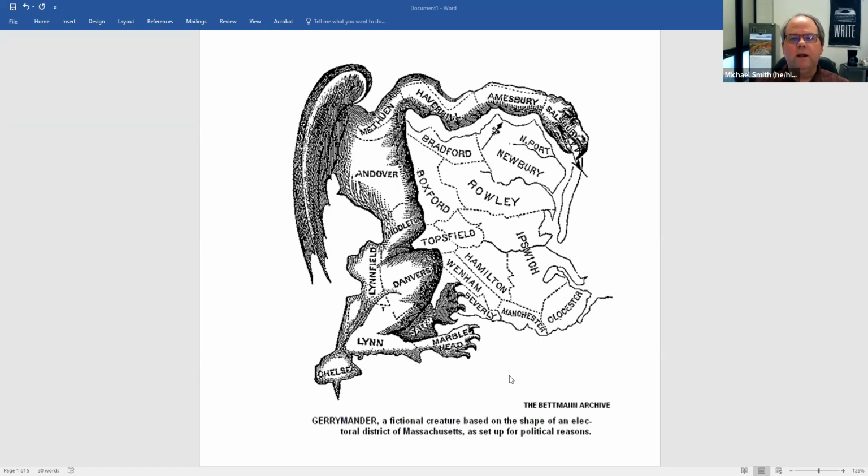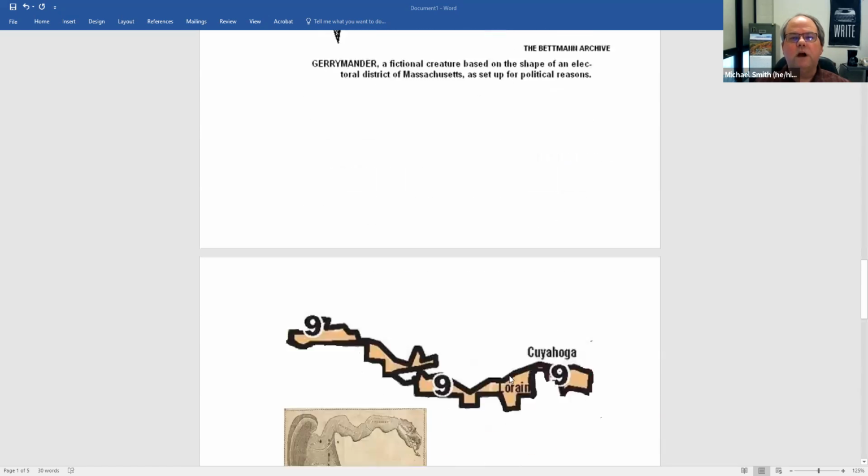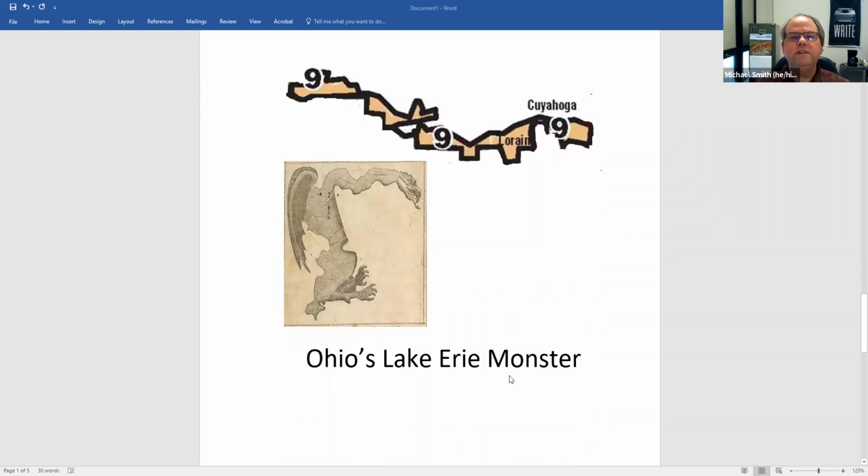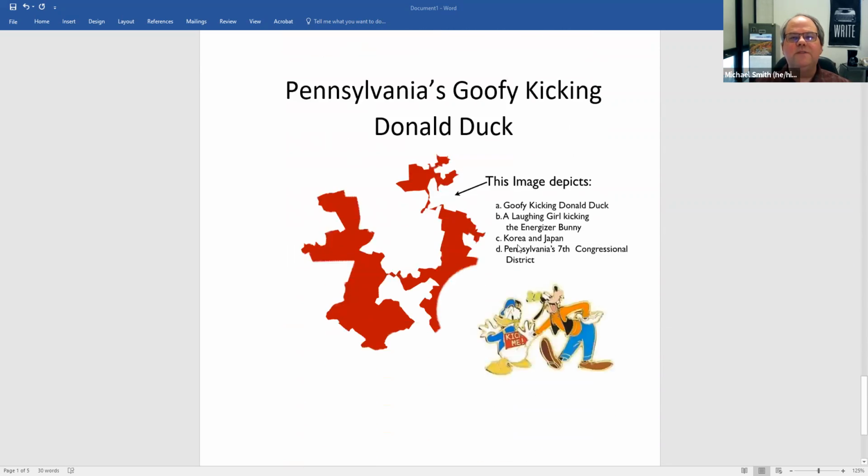We still see gerrymanders today as the states are redrawn into districts every 10 years. This one right here is in northern Ohio, and it's called the Lake Erie Monster. And here it is together with another picture of the original gerrymander, Gerry's Dragon. And here's my favorite, Pennsylvania's districts that some people call Goofy kicking Donald Duck. See the little Goofy and Donald Duck down there? Here are the two actual districts in red that were gerrymandered for various reasons by politicians in Pennsylvania.